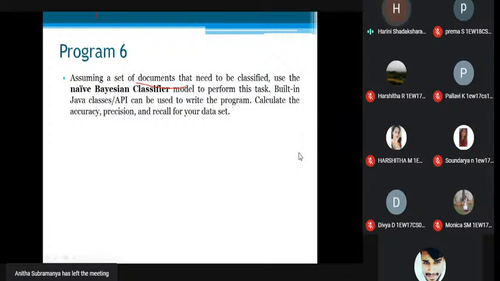Okay, so how is it different from the previous one? The data is not given in a CSV file. You cannot have the data in a CSV file. Instead, the data is given in the form of a document.